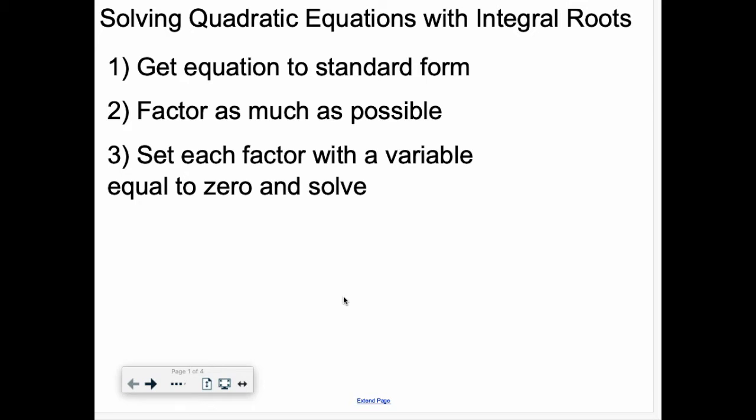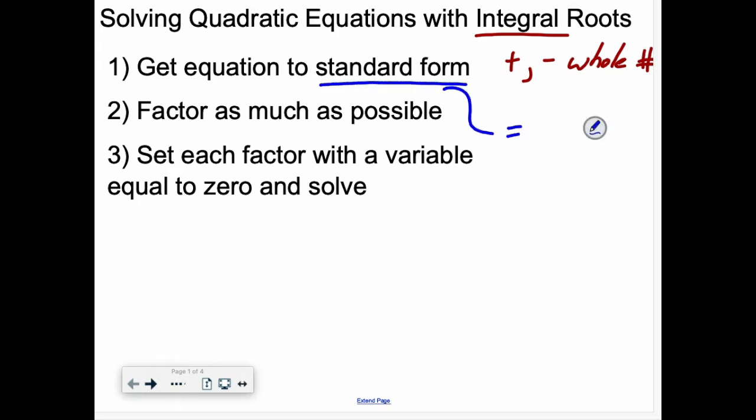We're going to be solving quadratic equations with integral roots today. Now, integral is referring to positive or negative whole numbers. None of our answers today will have fractions. And our steps are, get the equation to standard form. Remember, standard form is equal to 0 and decreasing exponents.